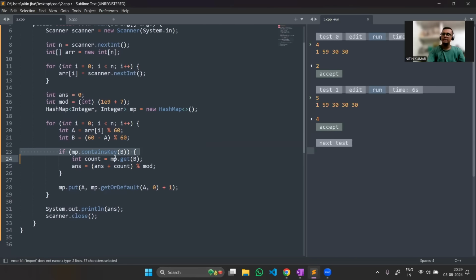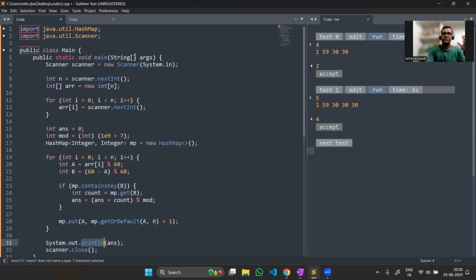So if the map contains the key of B, then get the count and add it to our answer. And at the end, update the map. In C++ the update is simple, but here we are putting A, and if its value is 0, then we increment it by 1. Otherwise, if its value is already present, then increment it by 1. This is being done here, just a value update, and at the end we print the value of answer. So this is the complete C++ and Java code for the problem that we have discussed.